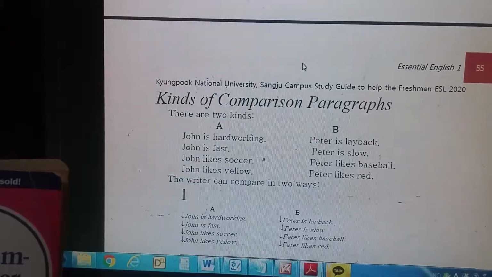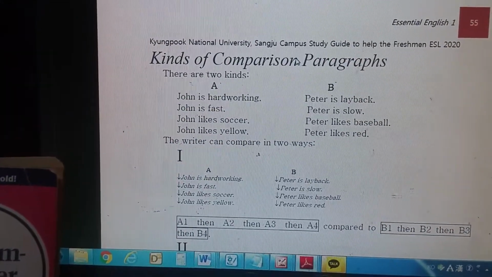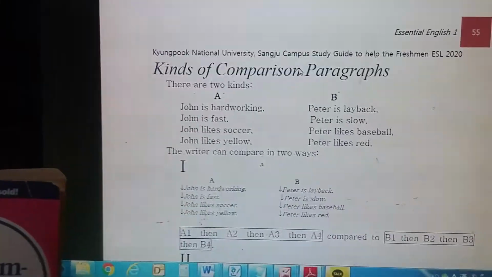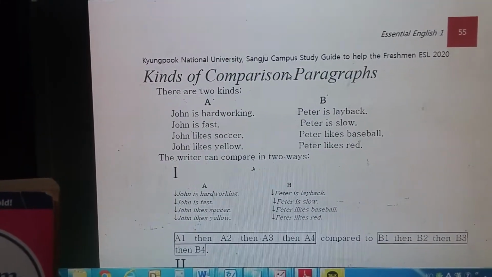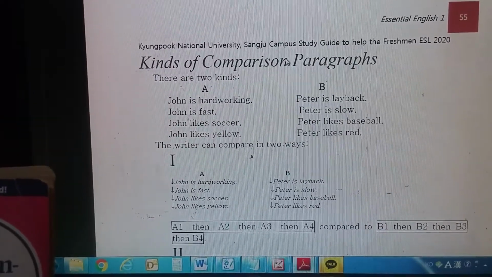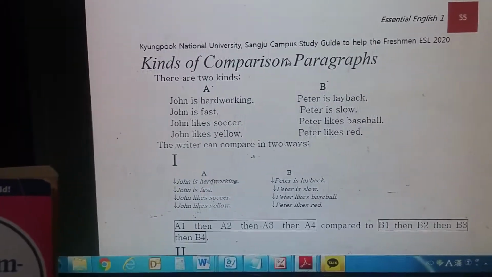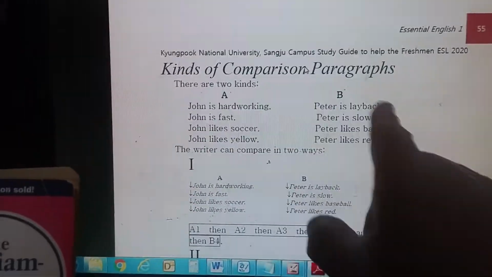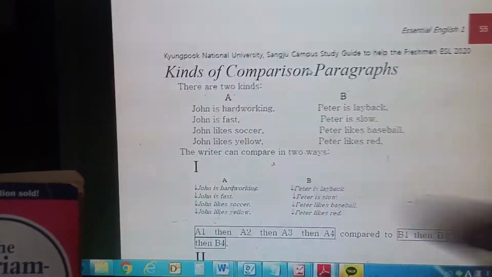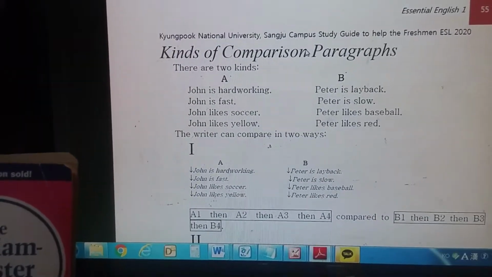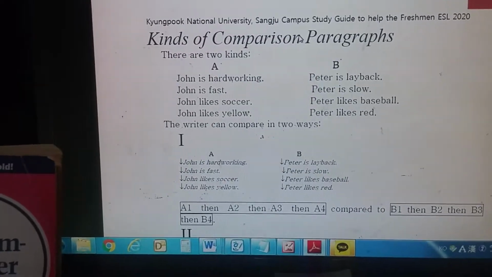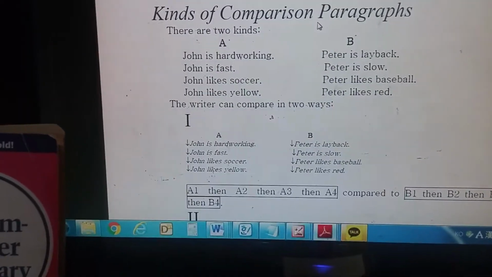Kinds of comparison paragraphs. There are two kinds. That's what I'm reading here for you. You put the A and B next to each other and you say, John is hardworking. Okay, this is the data. Let's look at the data first. It's A and B. The one guy's name is John. The other guy's name is Peter. And they've got certain characteristics or personality things that are different.